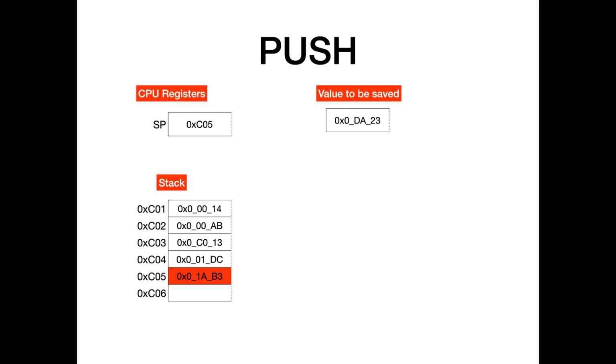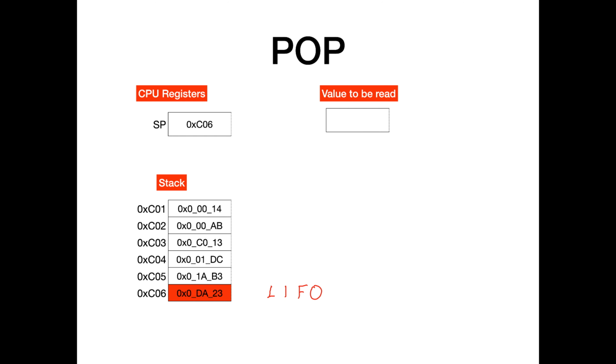So what we did a few minutes ago was a push. We pushed a couple of values in here, and now I want to pop these values out. So the value to be read, or the value that will be popped, and the reason why we call it pop is the following. We're going to take that value, which is 0DA23, and put it in here, and I'm going to increment or decrement actually the stack pointer to the 5. So the stack pointer now refers here, and I do have that value that got popped.